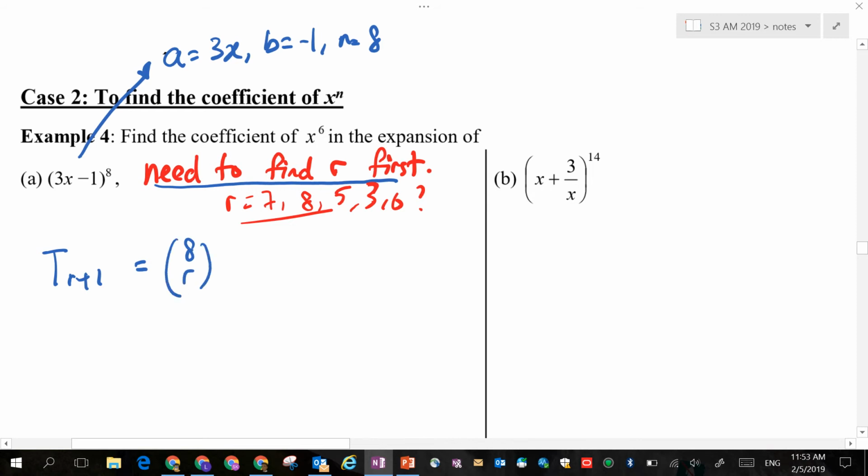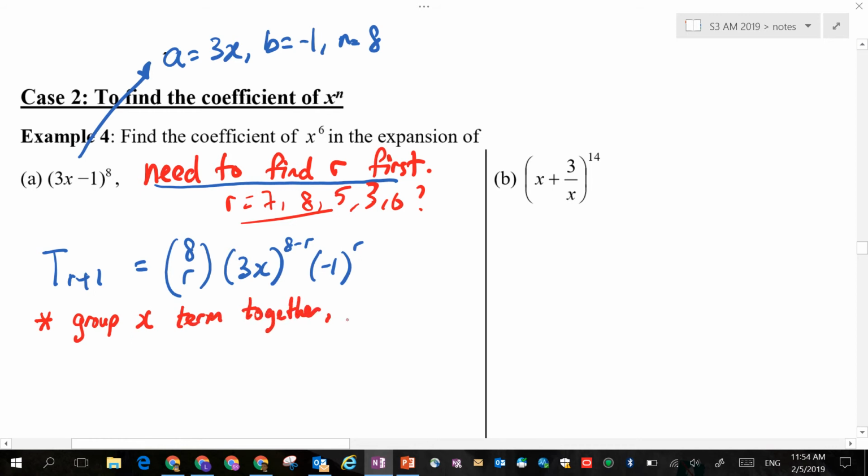Then first term, right? 3x to the power of 8 minus R. Then minus 1 to the power of R. Okay. Now how do I find R? Then I want you to write down the step. I want you to now group all the x term together and find the power of x. Can you write this down?